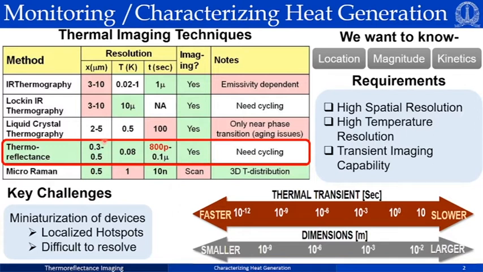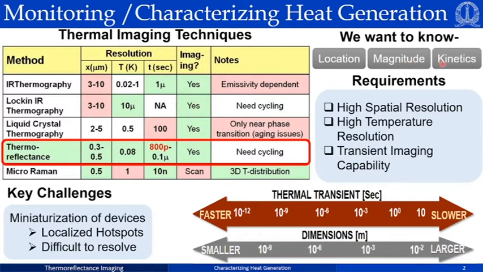So before we do the comparison, let us understand on what aspects we would be comparing various methods. When we are doing thermal imaging, what are the things that we would want to know? We would want to know the location of heating, that is, where is the heating happening? What is the magnitude of the heating? That is, how much temperature rise or how much heat generation is happening in those regions?